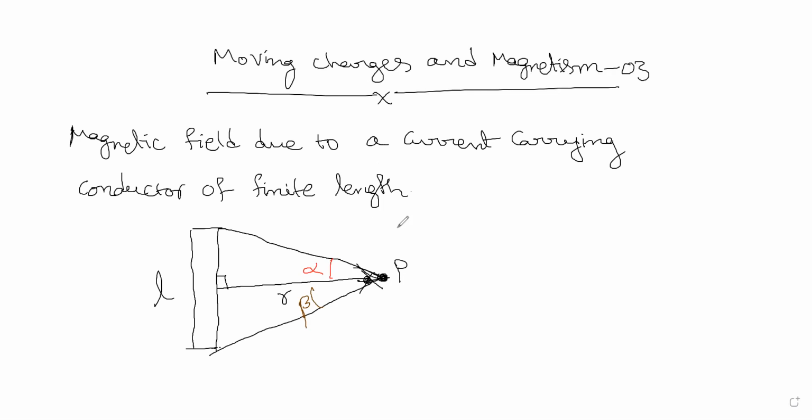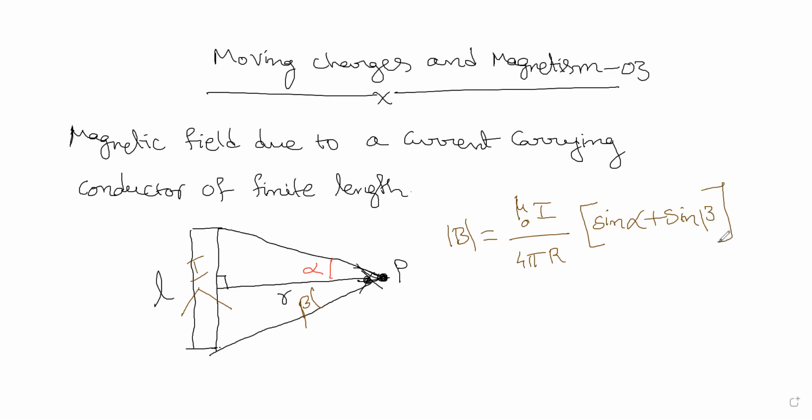Now, there is a current I flowing through this conductor. The expression for the magnetic field is given by mu naught I by 4 pi r into sine alpha plus sine beta. You have to remember this expression. Based on this, we'll solve a problem.